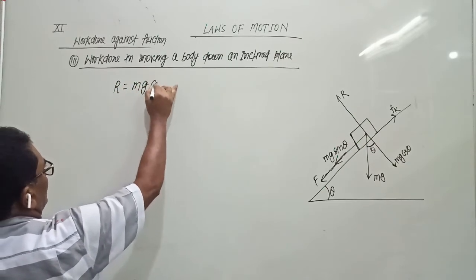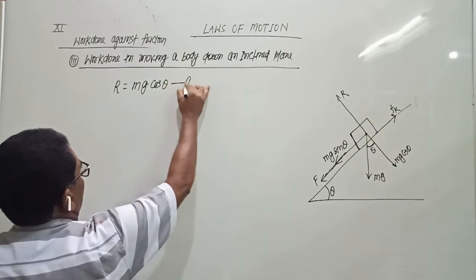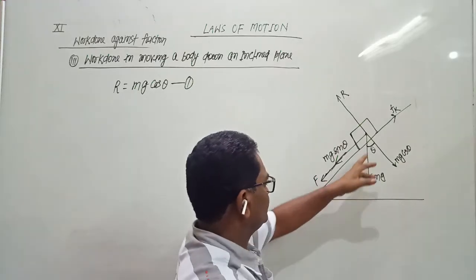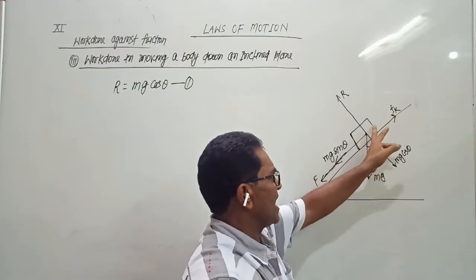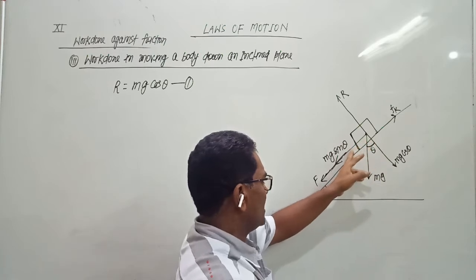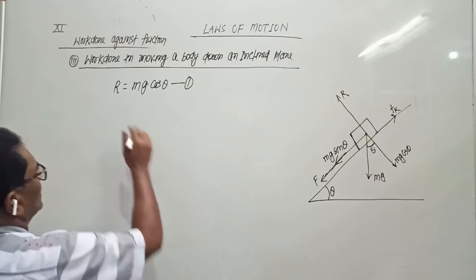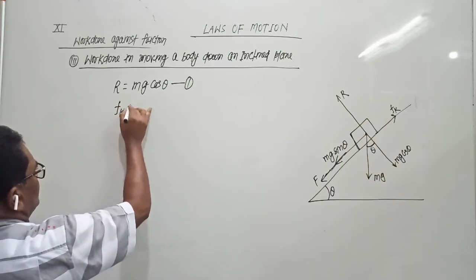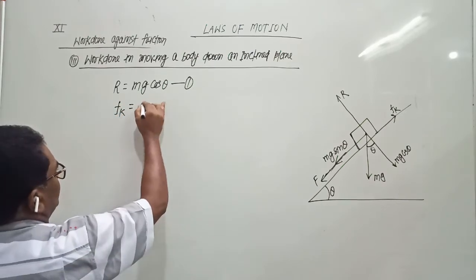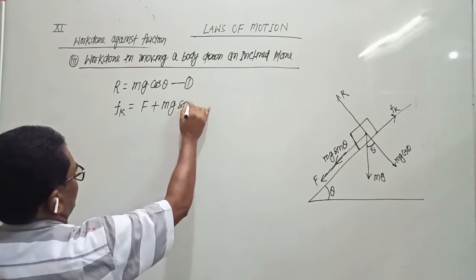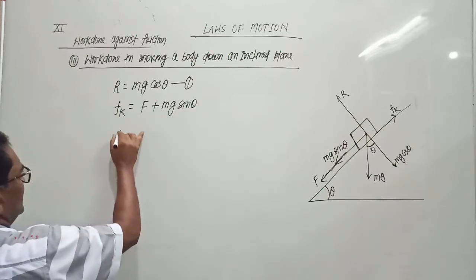R equals mg cos theta. R is acting in the upward direction and mg cos theta is acting vertically downward. In the horizontal direction, Fk is acting upward, and mg sin theta and F are acting downward. So Fk equals F plus mg sin theta.